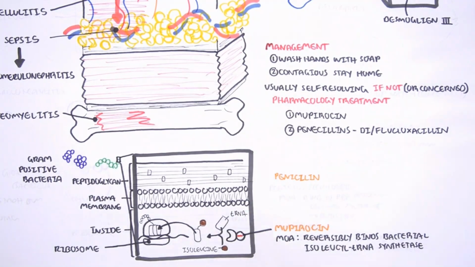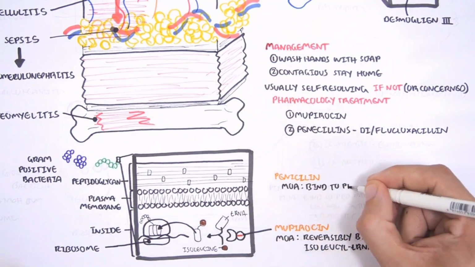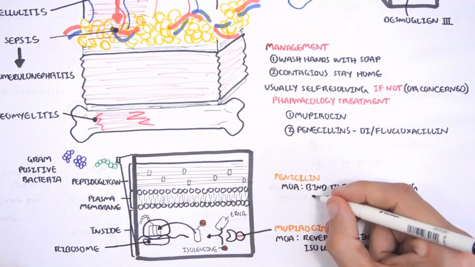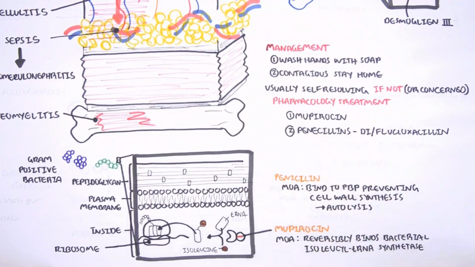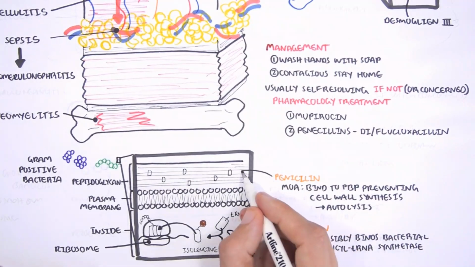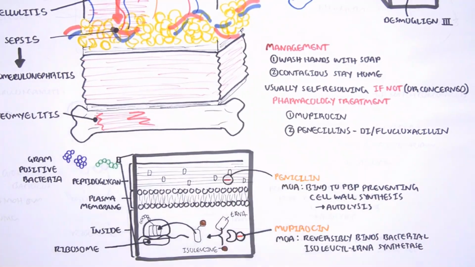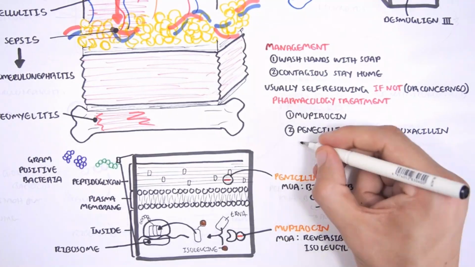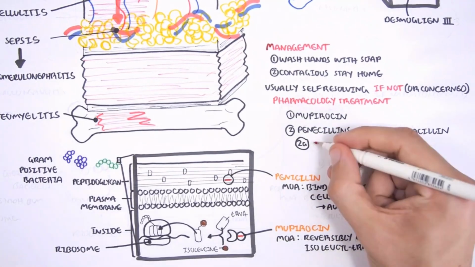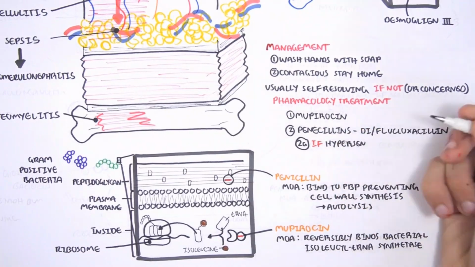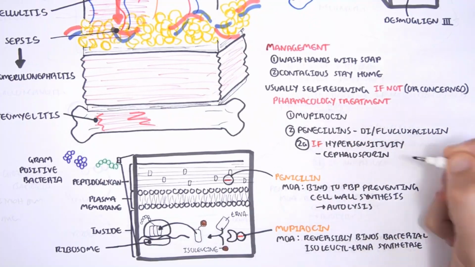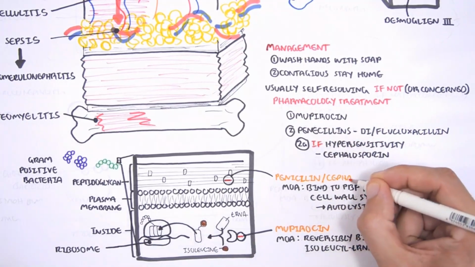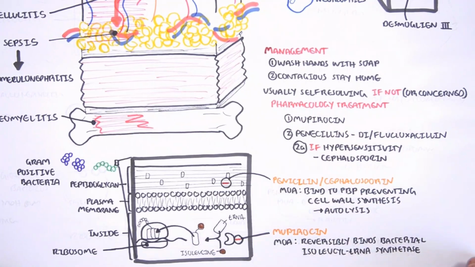Penicillins work by binding onto penicillin-binding proteins on the cell wall and thus disrupt cell wall synthesis, which eventually leads to autolysis of the bacteria. If someone is hypersensitive to penicillins, such as they get some form of reaction, you use cephalosporins as an example. But interestingly, cephalosporins are also beta-lactams and actually work the same way as penicillins.